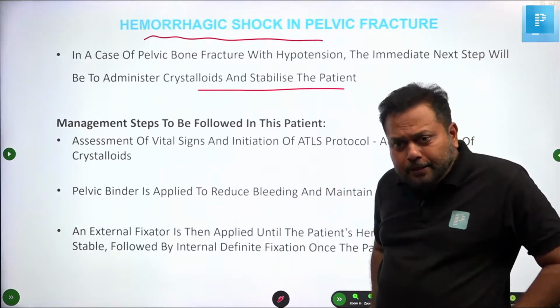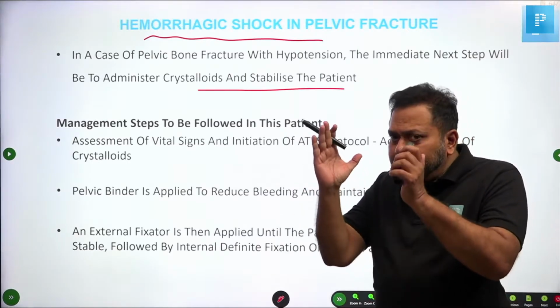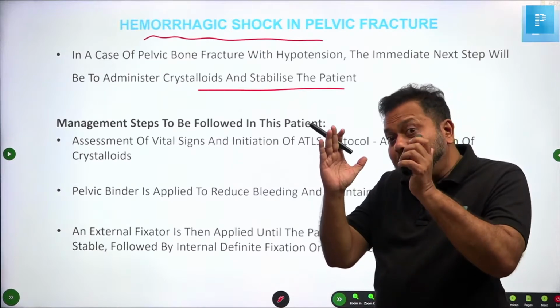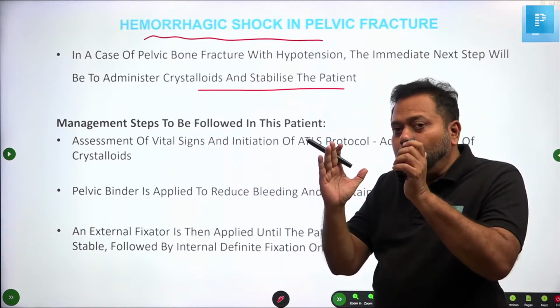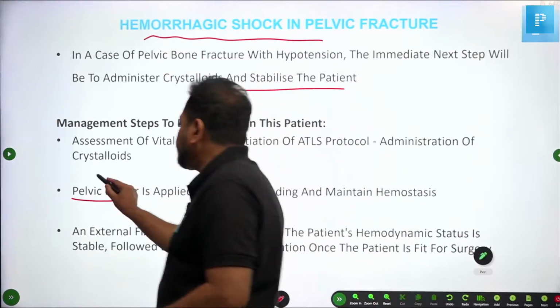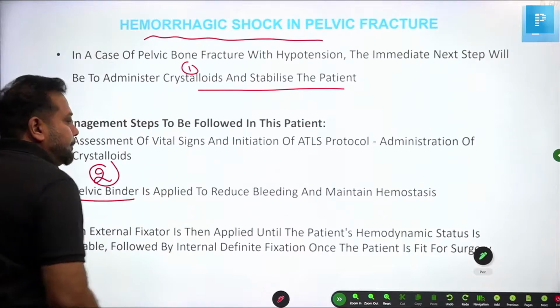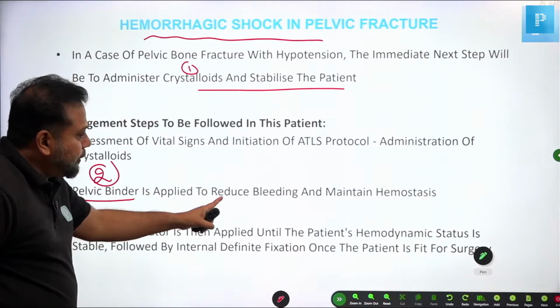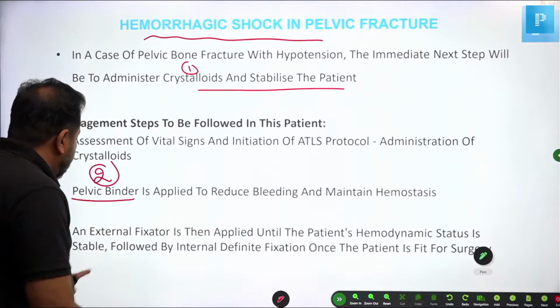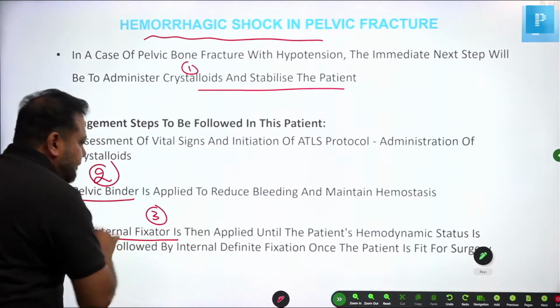Then, since the pelvic bone is moving, it can cause venous rupture, and most of the time the bleeding will be from the venous sinus. So, you fix it with a pelvic binder. This is the next step. Pelvic binder is the next step. Crystalloid is the first step. This is applied to reduce bleeding and maintain hemostasis. After that, an external fixator is tried. This is the third step.